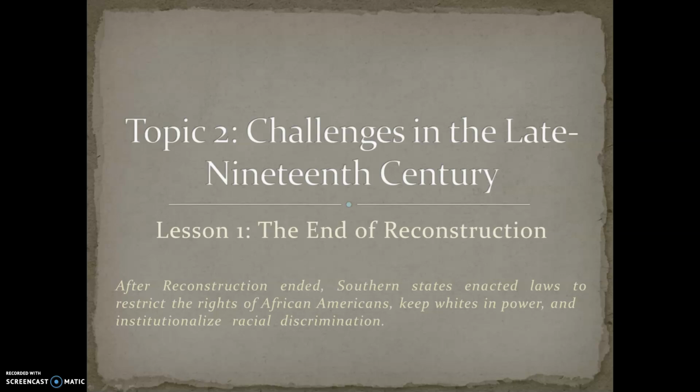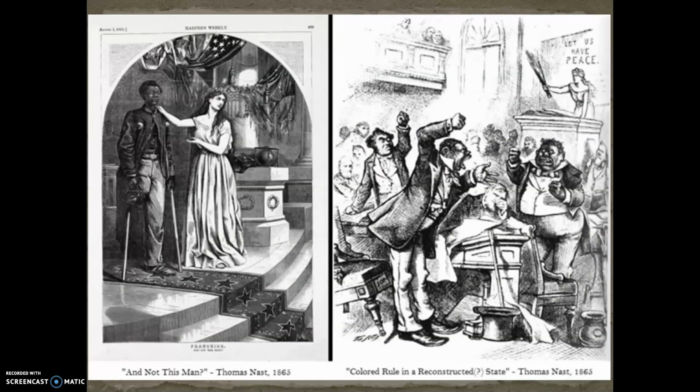We'll start this topic the same place we started topic 1, in the South. Only this time we're going to pick up at the end of Reconstruction and see what happens in the South after that is over. So the first question we want to ask ourselves is why Reconstruction ends. What brings an end to this time period of reform in the South?